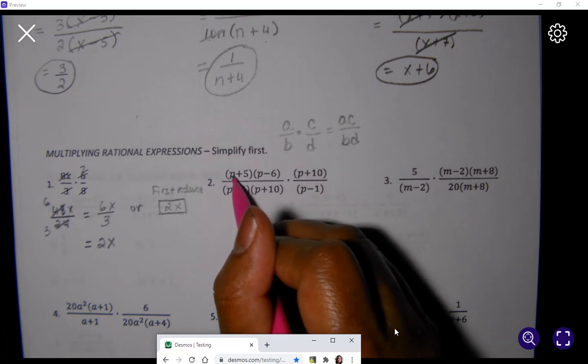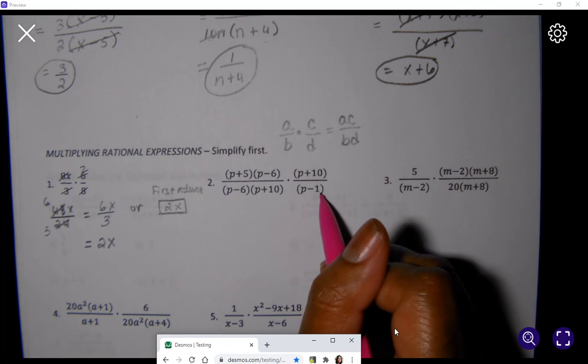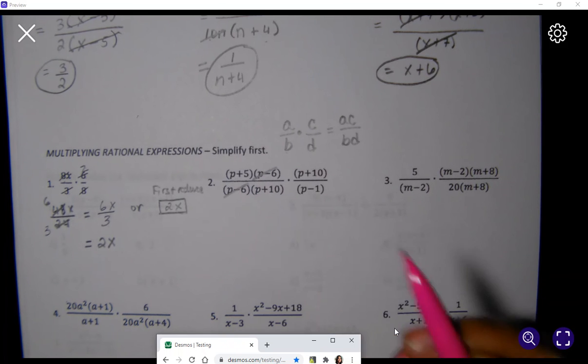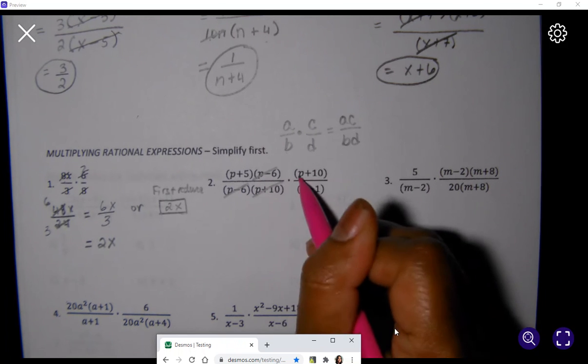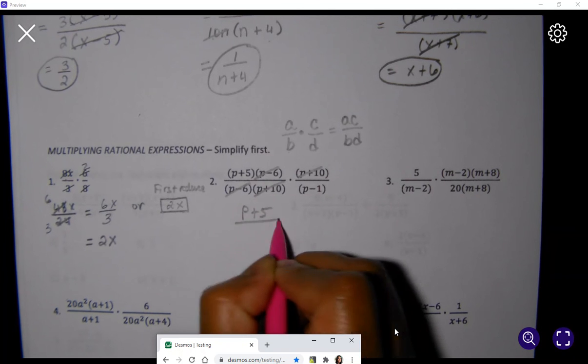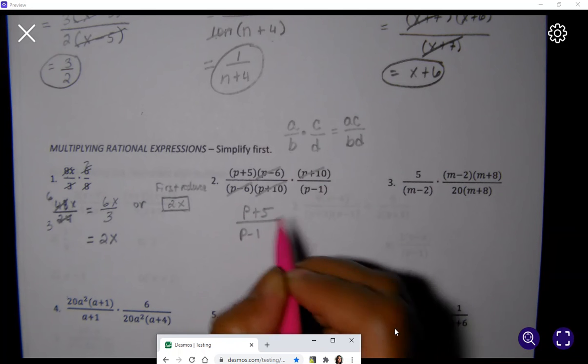So in the numerator, I have p plus 5. I don't have a p plus 5 in the denominator. I have p minus 6. I do have a p minus 6. I have p plus 10, p plus 10. So that works. So you have p plus 5 in the numerator over p minus 1.